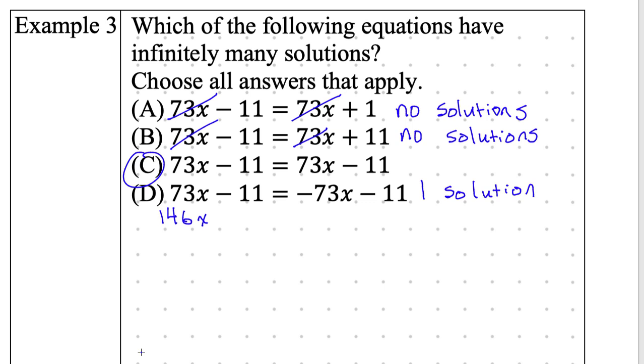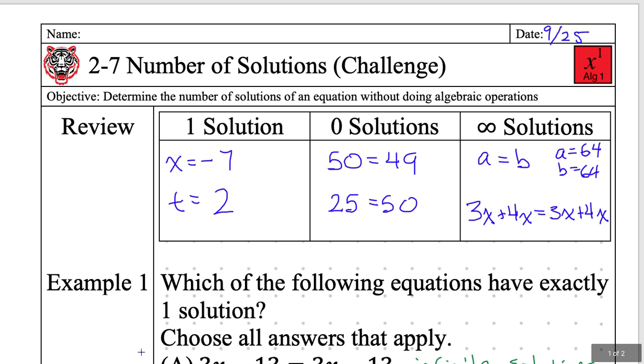All right, that's it for the notes. Is it going to be basically the same thing for Khan Academy? Give me a fist of 5. How well can you do this objective of determine number of solutions without doing any algebra?